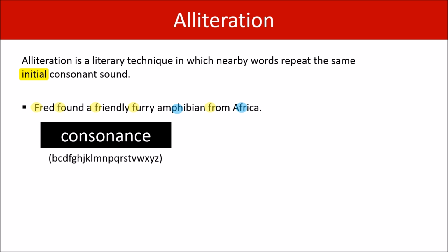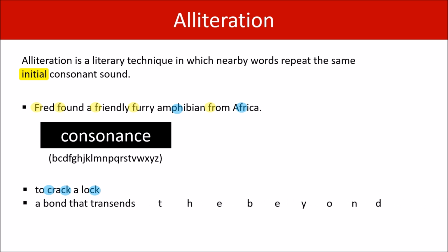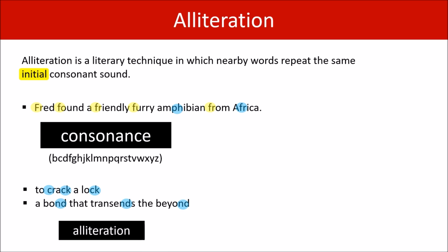So look at this. To crack a lock. Here we have the K sound 3 times, but only once at the start of a word. This is an example of consonance. And look at this. A bond that transcends the beyond. Here we have the ND sound repeated 3 times. This is an example of consonance. So, alliteration is a type of consonance. Only with alliteration, it's the initial consonant sound.